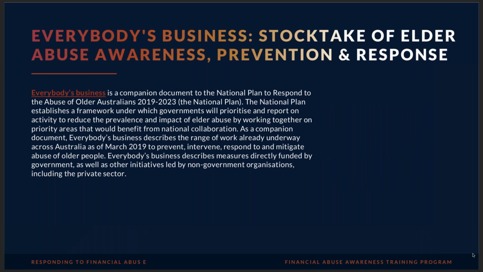Everybody's Business is a companion document to the National Plan to respond to the abuse of older Australians. The National Plan establishes a framework under which governments will prioritise and report on activity to reduce the prevalence and impact of elder abuse. Everybody's Business describes the range of work already underway. It describes measures directly funded by the government as well as other initiatives, and it's an important document to be aware of.